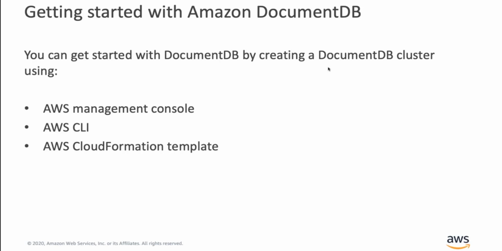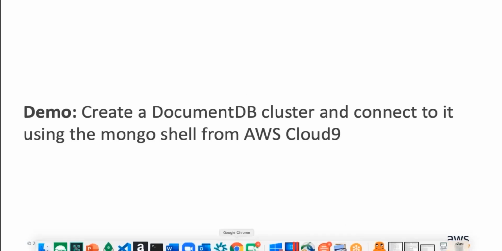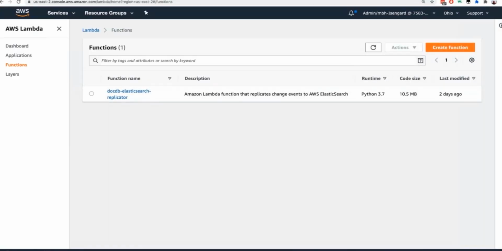For the purposes of this workshop, I'll show you how you can create a DocumentDB cluster from the management console and connect to it using the Mongo shell from AWS Cloud9. And I'll talk about what Cloud9 is also in just a bit. So first things first, let's head over to the console.